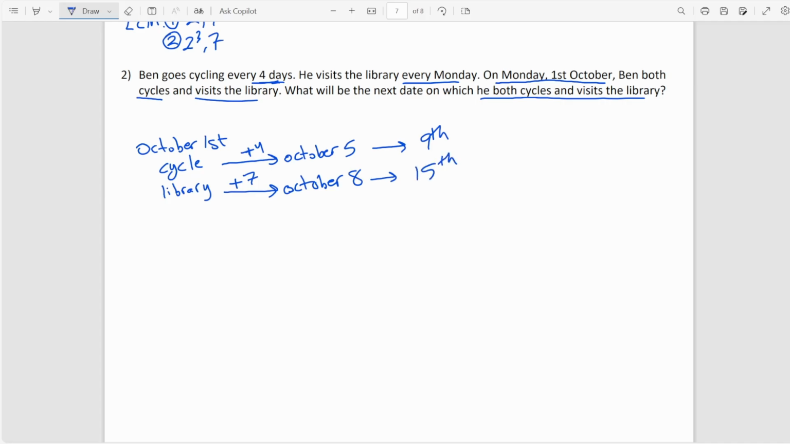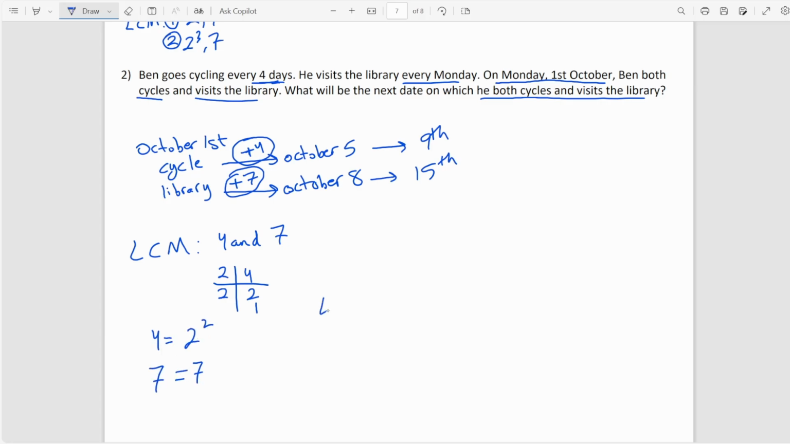In any case, we want to find when will he do both. All right, what day? So again, we're looking for the lowest common multiple between the interval of every 4 days and every 7 days. All right, so for 4 and 7, I'm gonna go ahead and factorize the 4 real quick over here. So 4 is equal to 2 to the power of 2, and the 7 is just 7 because it's a prime number.